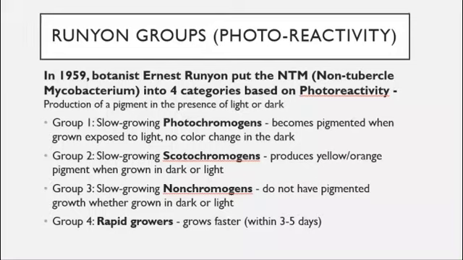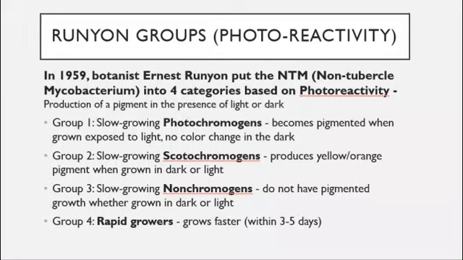He's got group 1, which is slow growing photochromogens, which produce pigment when grown and exposed to light, no color change in the dark. He's got group 2, which are slow growing scotochromogens, which produce orange to yellow pigment when grown in dark or light. He's got group 3, which are slow-growing non-chromogens that do not have pigmented growth, whether grown in the dark or light. And then there's group 4, which are rapid growers, which are fast growers within 3 to 5 days.